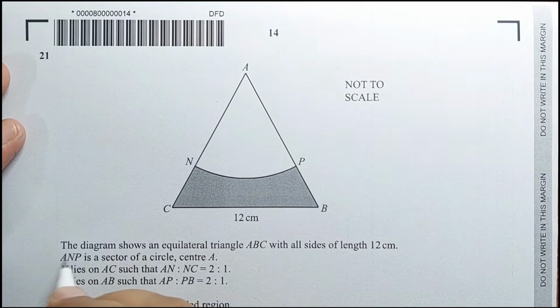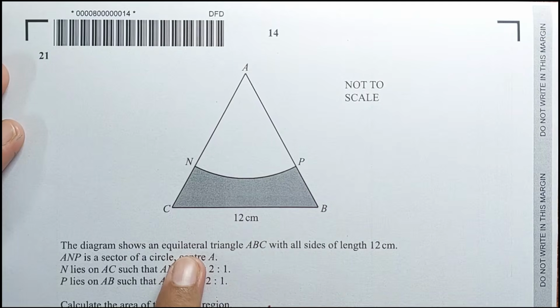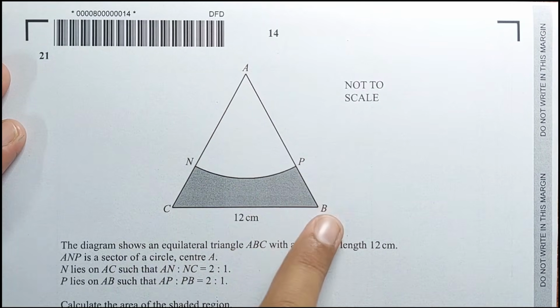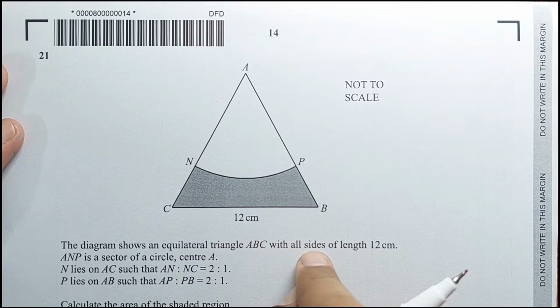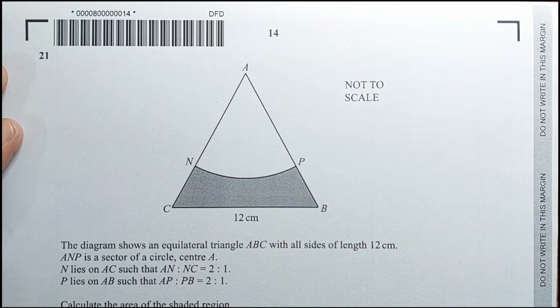Question number 21. The diagram shows an equilateral triangle ABC. It is an equilateral triangle, meaning all three sides and three angles are equal, with all sides of length 12 centimeters. This is 12, this is 12, this is 12.